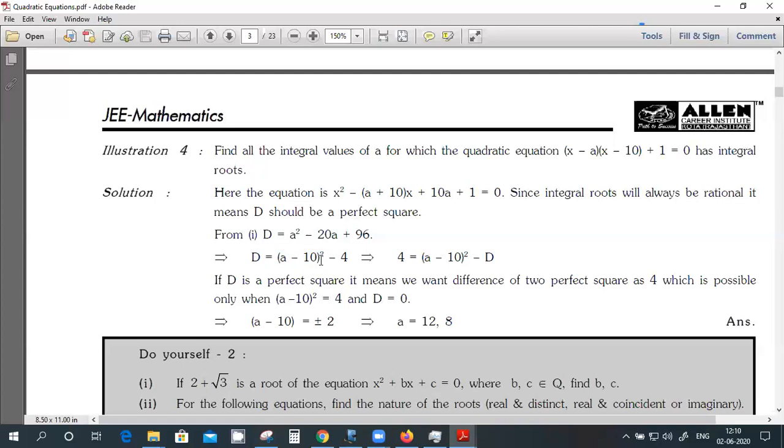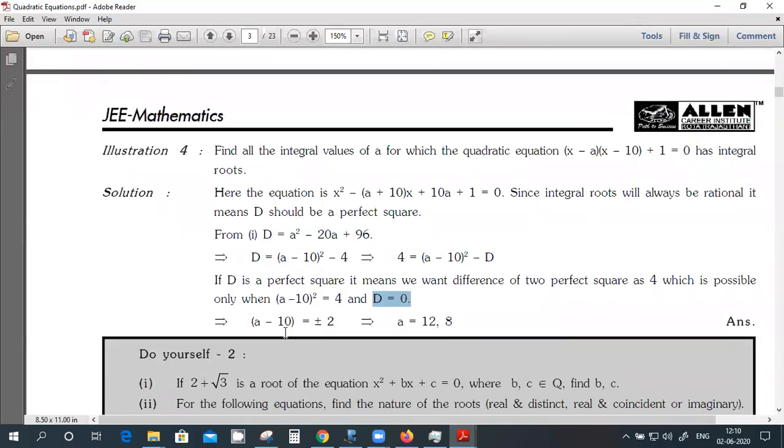So 16 minus 4 is 12, it is not. 25 minus 4 is 21. Then 49 minus 4 is this thing. So it's not possible. The only possibility is when this first term is equal to 4. Then D will be equal to 0, and then D is a perfect square. So the only way this can happen is D equal to 0.